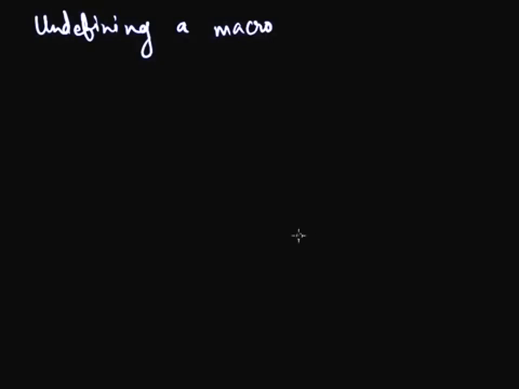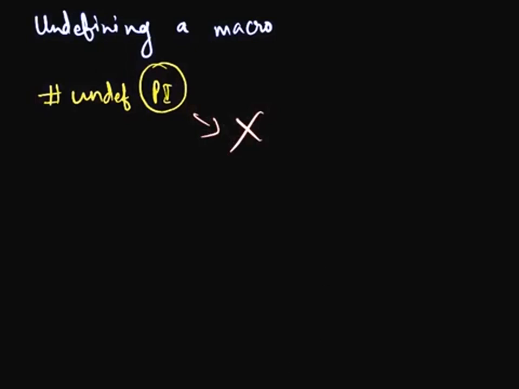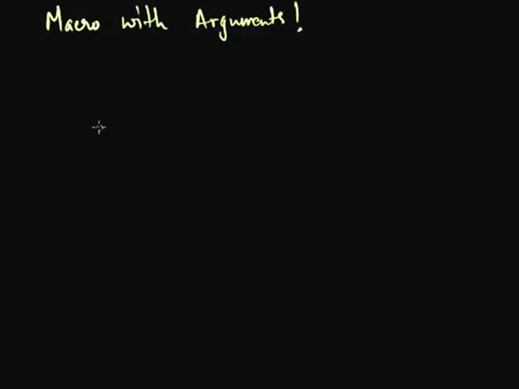So we have defined a macro. There is also something called undefining a macro. If you have defined hash define pi as 3.1415, you can undefine it like this: hash undef pi. So the value of pi will be undefined. Now it will not hold the value or the code 3.1415. One more point to be noted is that macros can have arguments. There are also macros which accept arguments like we have in functions.